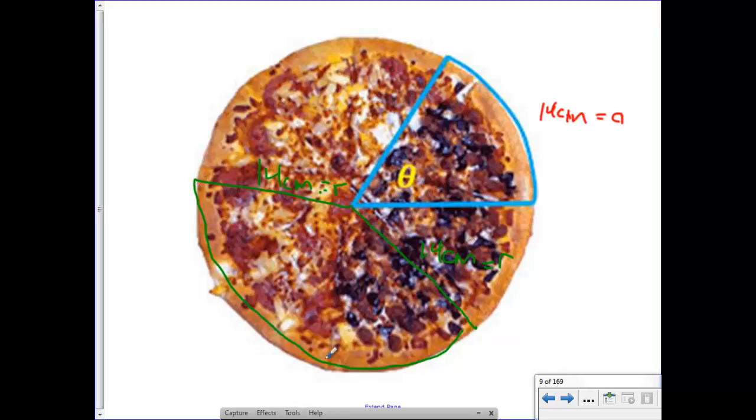Then we'd have to measure how far it is along the edge here. So why don't I say that along the edge it was 30 centimeters? How many radians would you have then? 2.1. Yeah, you'd take 30 and divide by 14. Good job. So essentially, you have 2 and a little bit of a perfect slice of pizza.